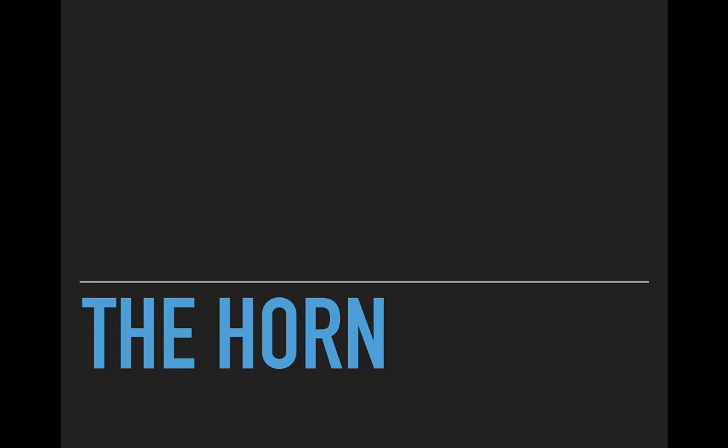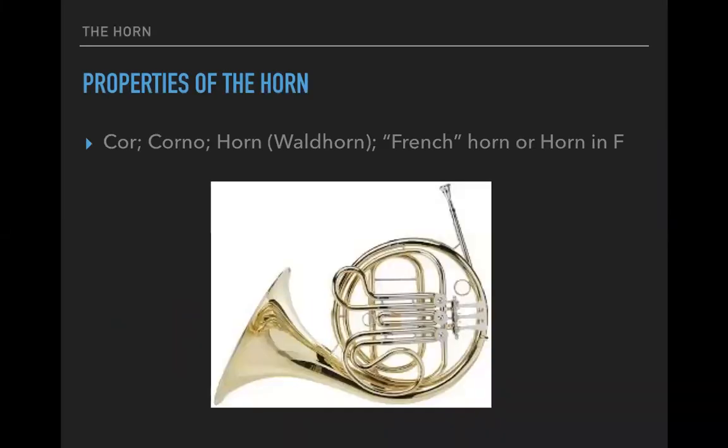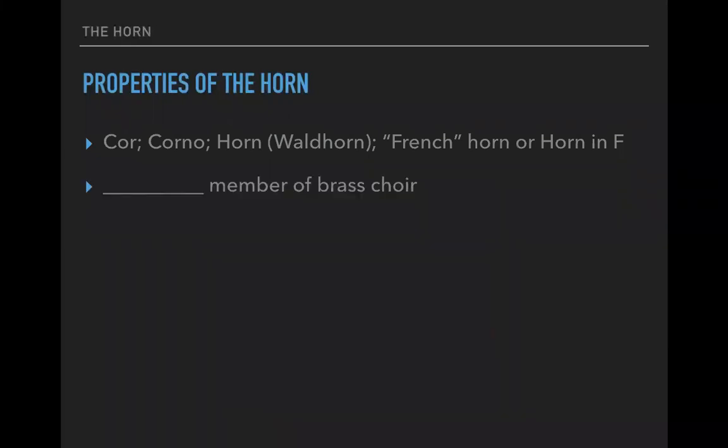This is our continuation of the exploration of different instruments and their various characteristics. So today we're looking at the French horn, which is sometimes called just the horn, sometimes the French horn, or often the horn in F. So let's look at some properties of the horn. Different languages: cor, corno, horn, and horn in F, as we said.